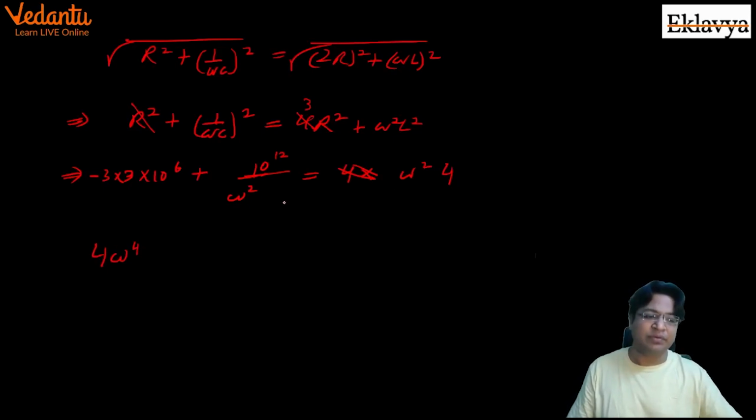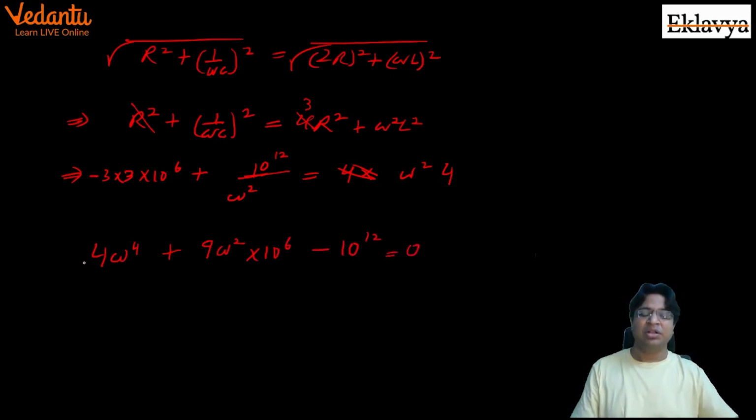4 omega raised to power 4, and then plus 9 omega square into 10 raised to power 6, minus 10 raised to power 12 is equal to 0. So this would be our equation, solving which we can get the value of omega.